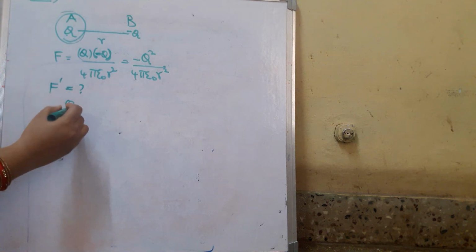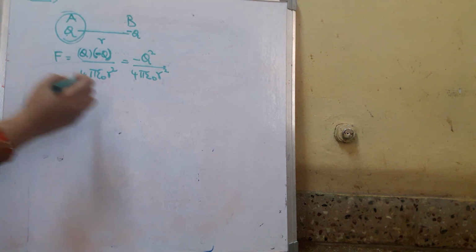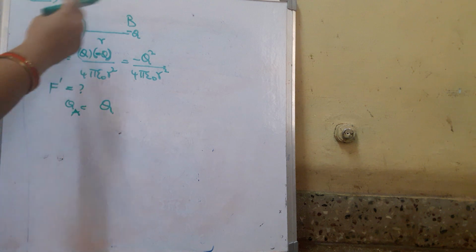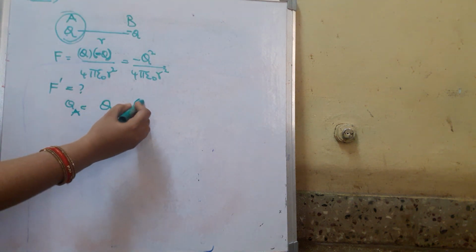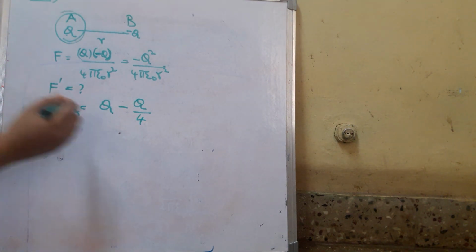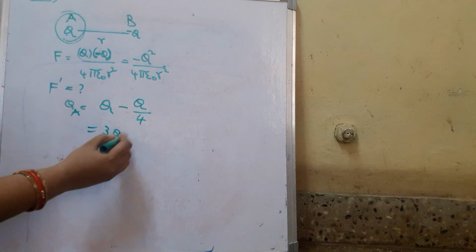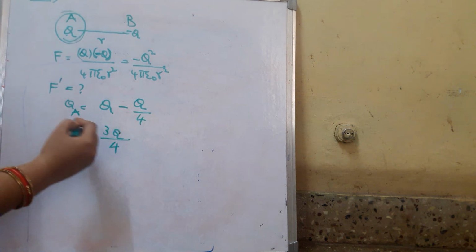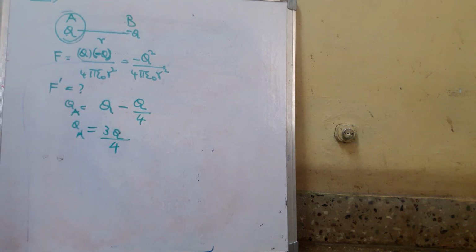So what will be the new magnitude of this charge? Initially it was Q. If I take 25%, that means I can write minus Q by 4, because initially Q is there and I removed 1 by 4. Then what balance will I have? 25% means 1 by 4. So 3Q by 4. This is QA.